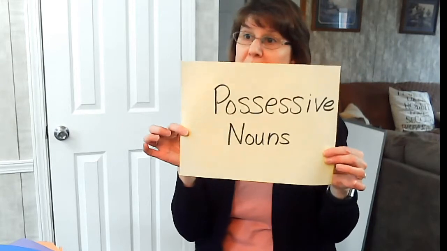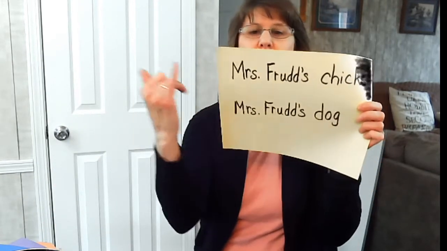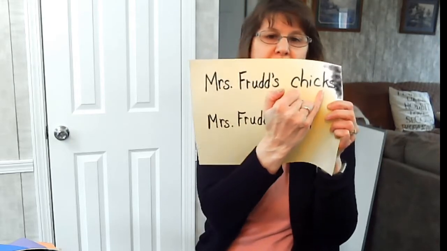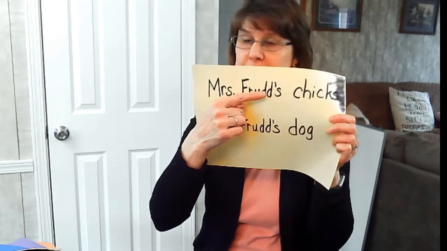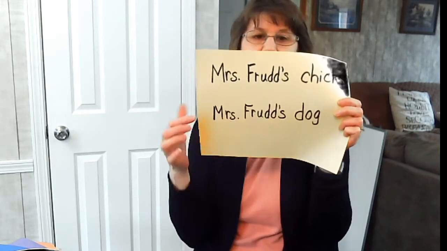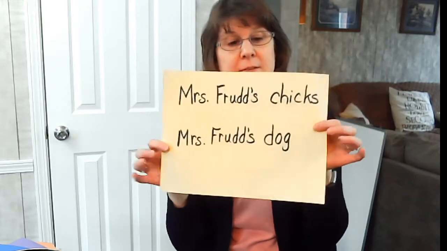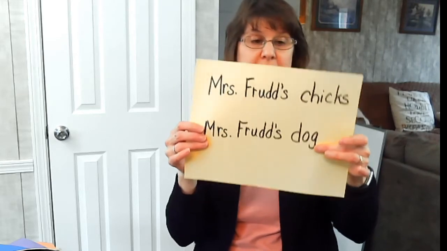And then our last noun type that we learned would be possessive nouns. How to show who they belong to. So I took our chicks and my dog again. And you can see I wrote Mrs. Frudd's chicks, Mrs. Frudd's dog. And to show who it belonged to, I added an apostrophe S each time to show who does this belong to? Who do the chicks belong to? Who does the dog belong to? And that is your review of noun types.